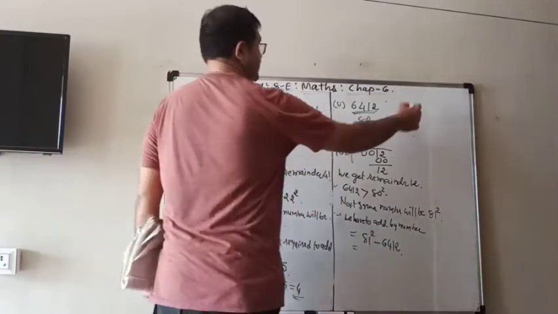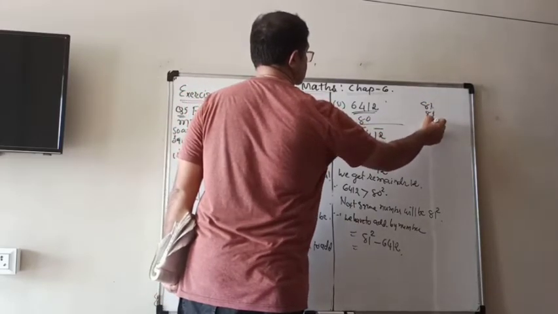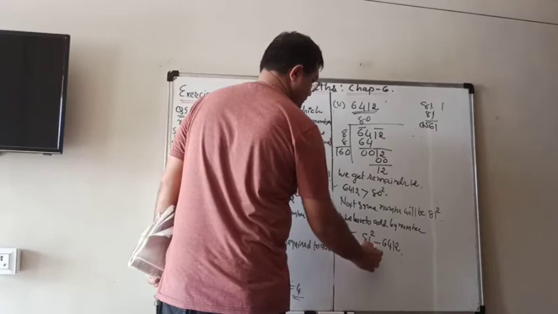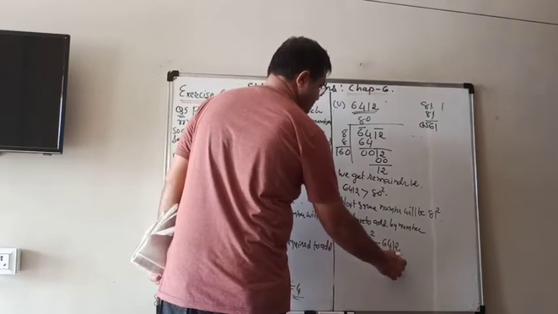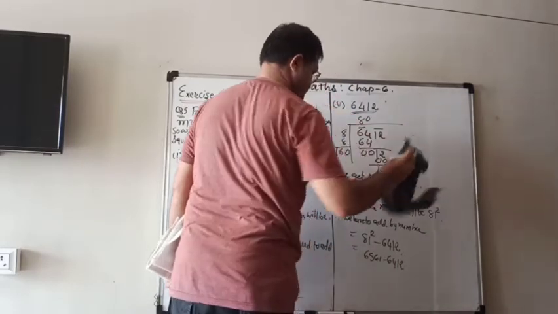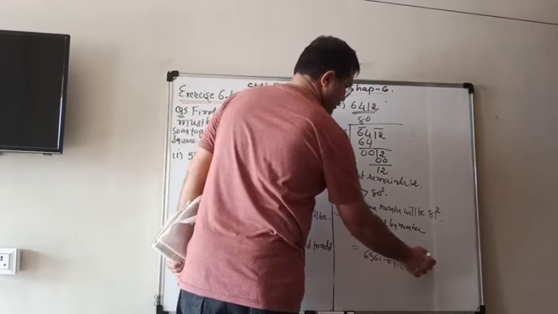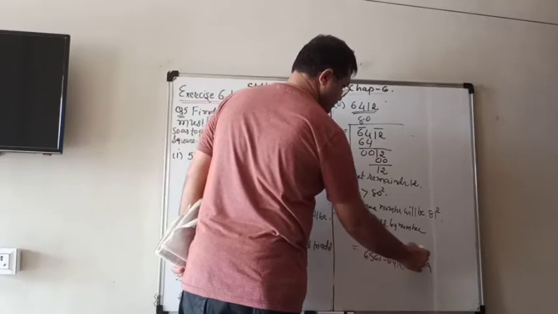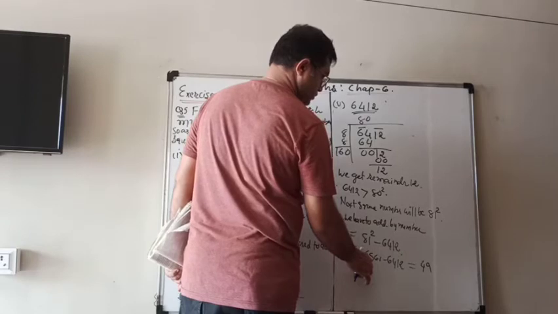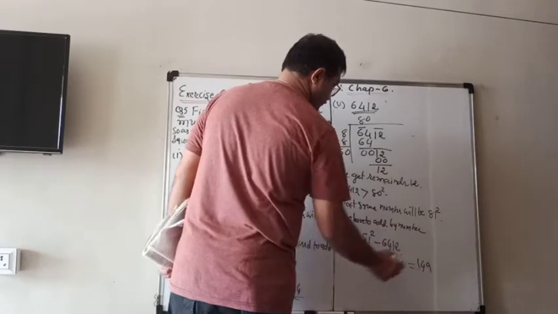So what is the 81 square? 6561 minus 6412, and that is equal to 9. 5 minus 1 is 4. Then 5 minus 4 is 1, and so 149.